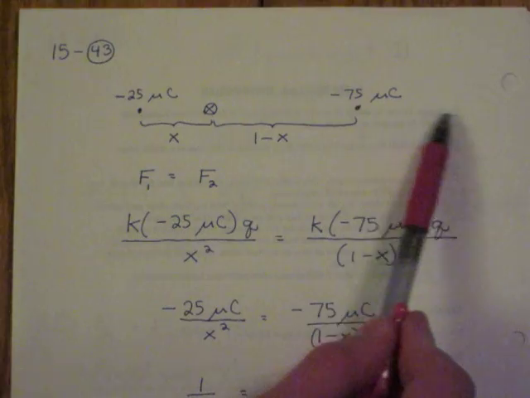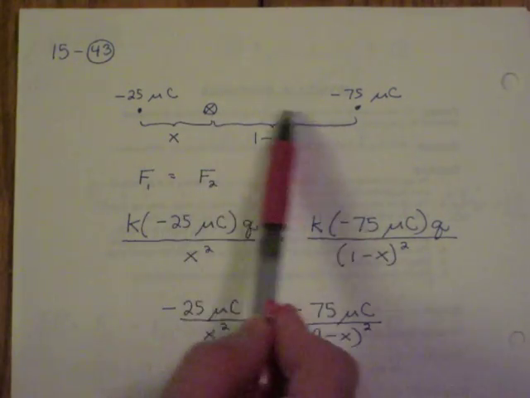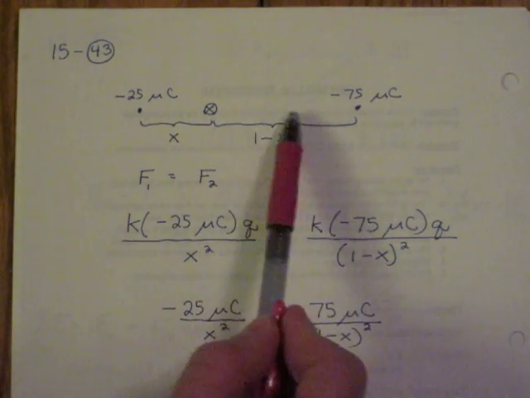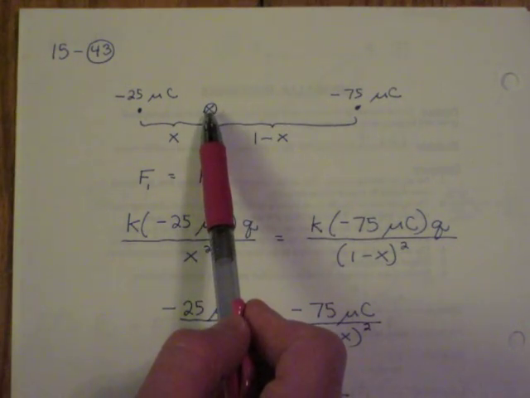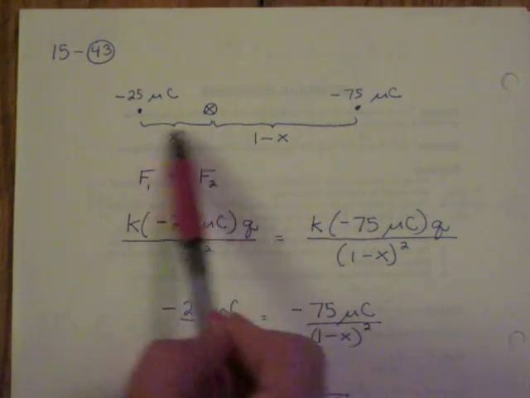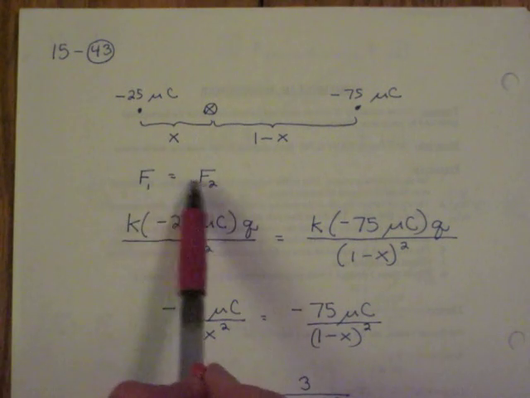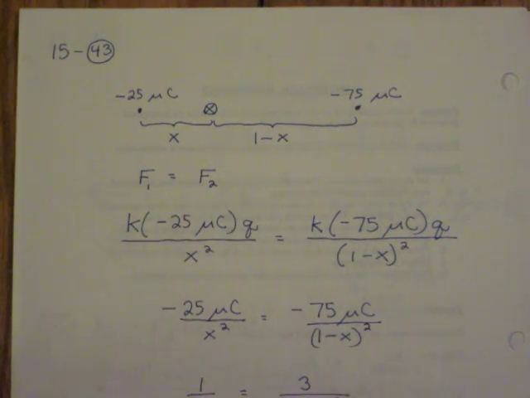And the same thing would happen if it were on the right. The only way the forces are going to cancel out is if the charge is somewhere in between them, so that it'll either be attracted by both or repelled by both. So we know it's got to be in this middle region. We're going to find where that position is so that both those forces are equal, meaning they'll cancel each other out.